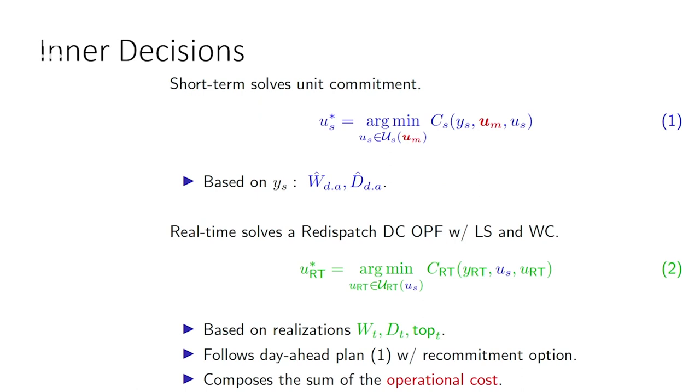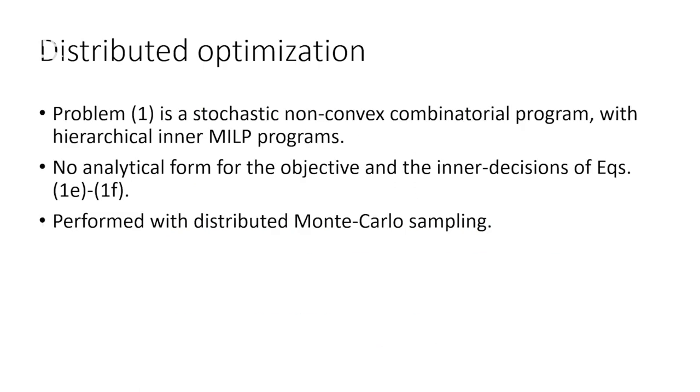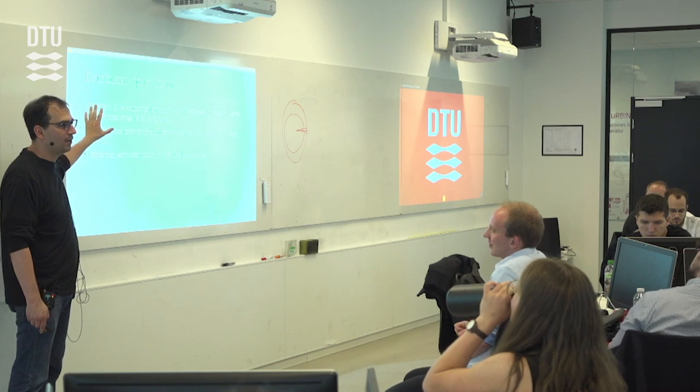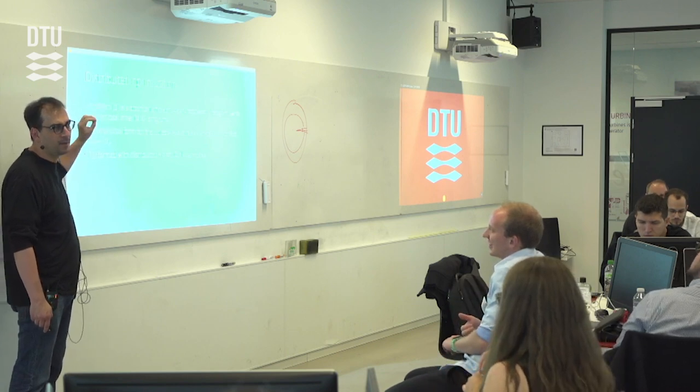Okay, so the inner decisions, basically, we have the short-term unit commitment problem, and that's trying to minimize the cost given the monthly decision. And then there is a real-time redispatch problem, which, given the day-ahead decisions, tries to solve it based on realizations. All right. So you can try to solve all of that, do Monte Carlo, run many simulations, and hope for the best. That's one approach. That's not a good approach because, well, if the grid is not tiny, you will not be able to solve anything.